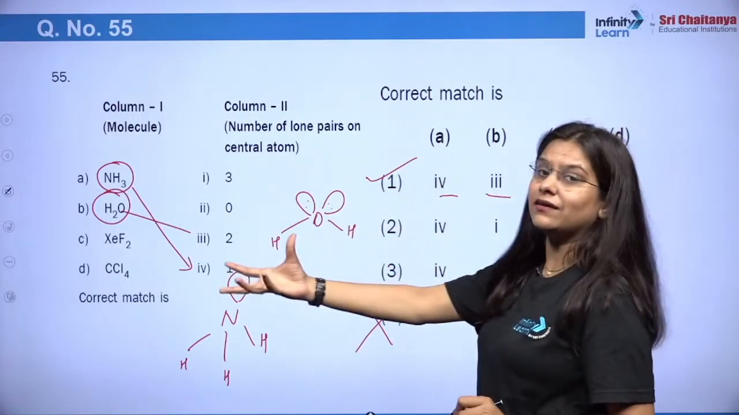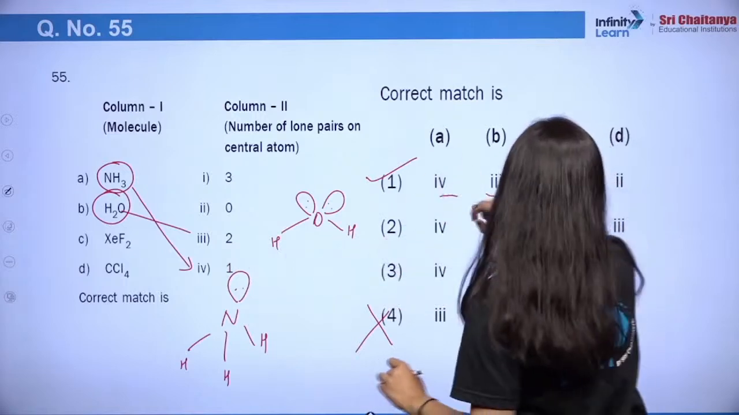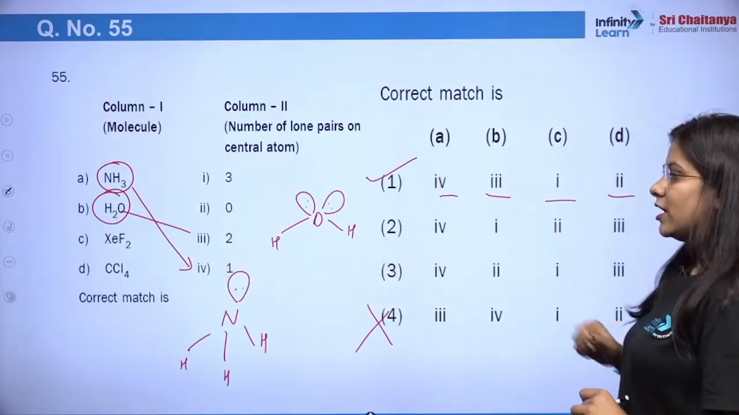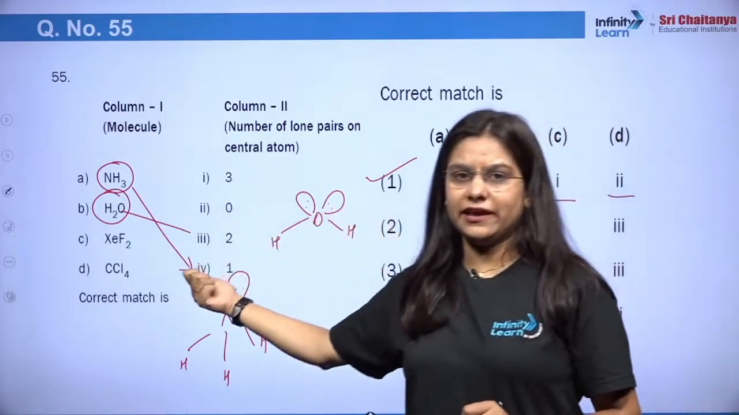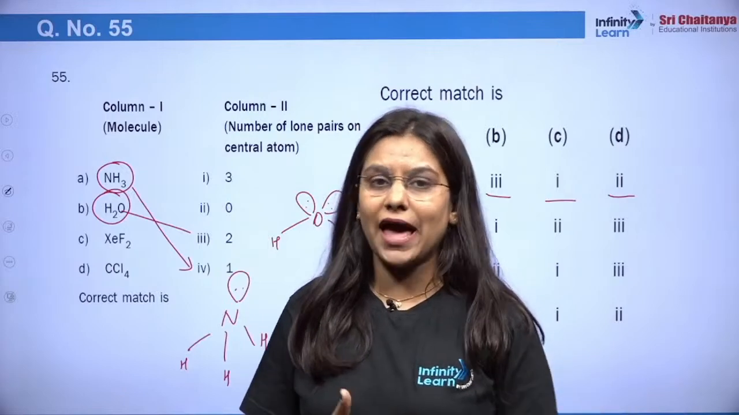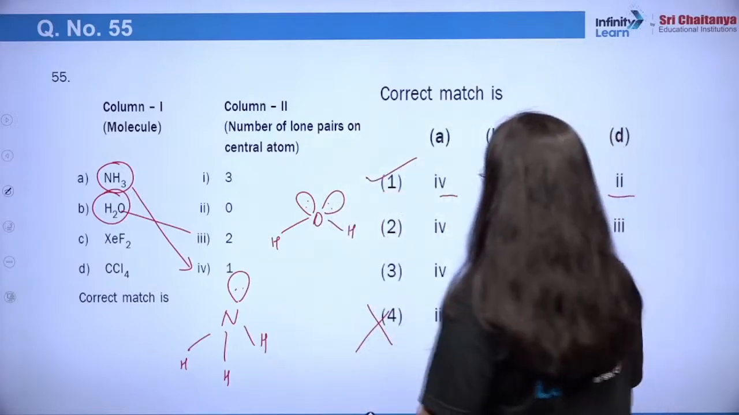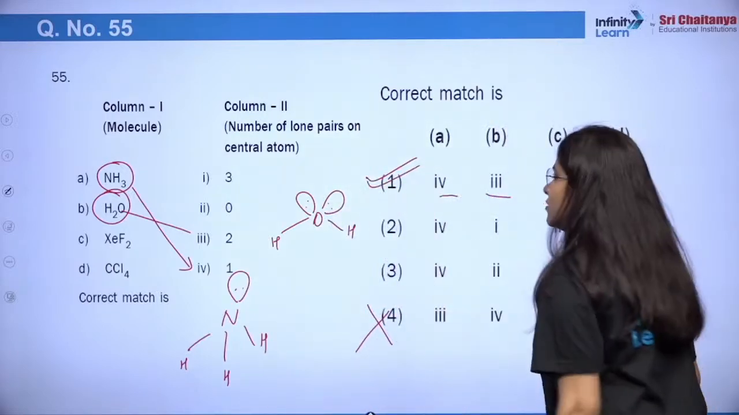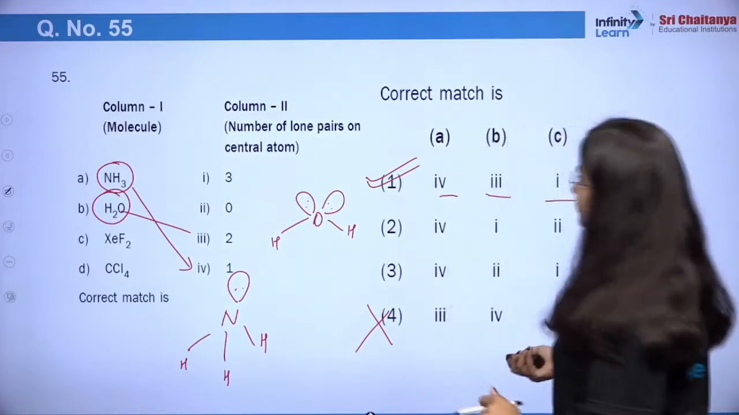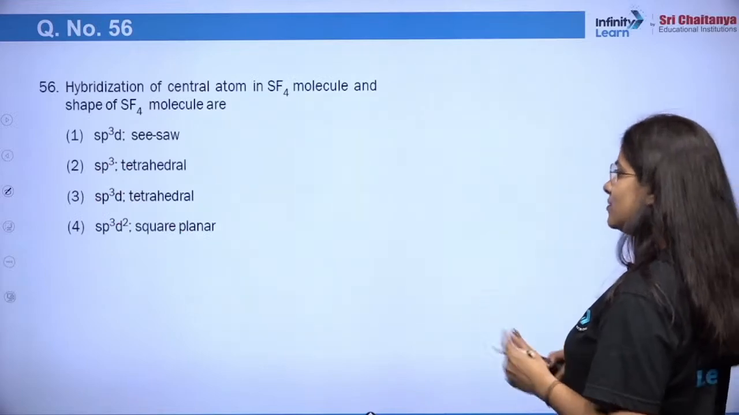CCl4, it is tetrahedral. Tetrahedral, no lone pair. So D has to be 0 and the other has to be 3. You can see XeF2 is linear with 3 lone pairs. What is the geometry? TBP, trigonal bipyramidal. So what is my answer? My correct option is option number 1. Next question.